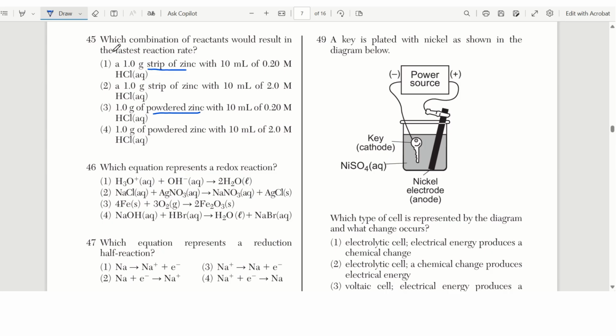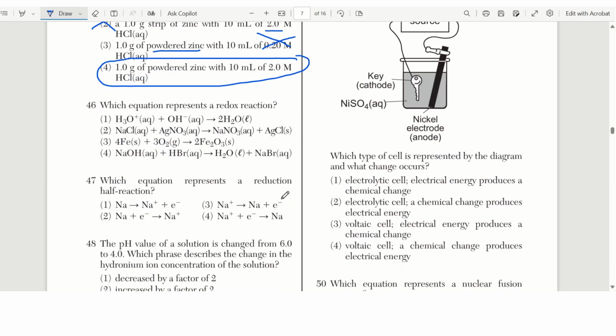Which one reacts faster? Powdered, because it has a greater surface area. Now, the other thing I could have is a 2 molar or a 0.2 molar. Which one would react faster? The 2 molar, because the 0.2 has a lower concentration. So powdered zinc with the higher concentration would react the fastest.